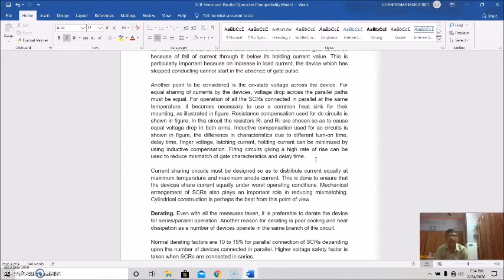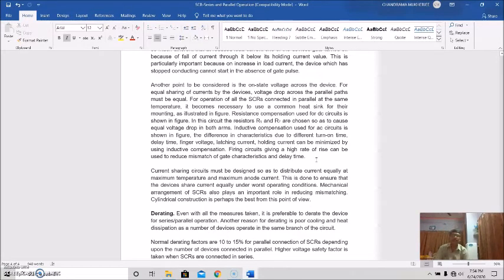Basically, this will reduce the difference in turn-on time, delay time, trigger voltage, latching current, holding current, and all these parameters should be taken care of if we use inductive compensation in the case of an AC circuit. And firing circuits giving a high rate of rise can be used to reduce mismatch of gate characteristics and delay time. That's also very important.